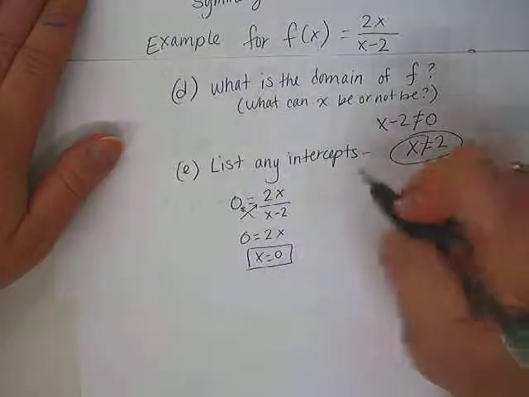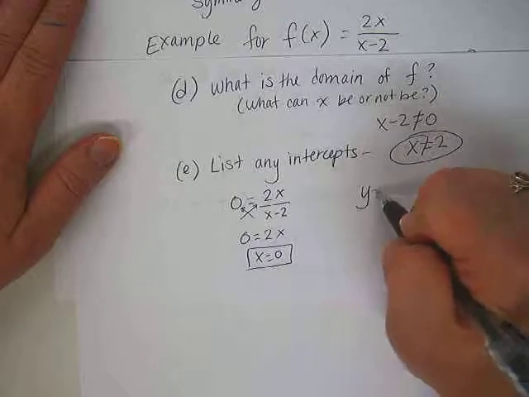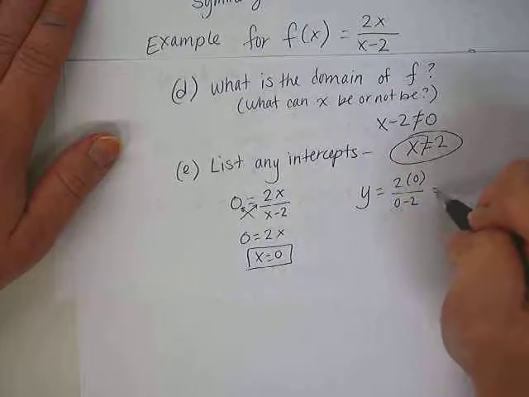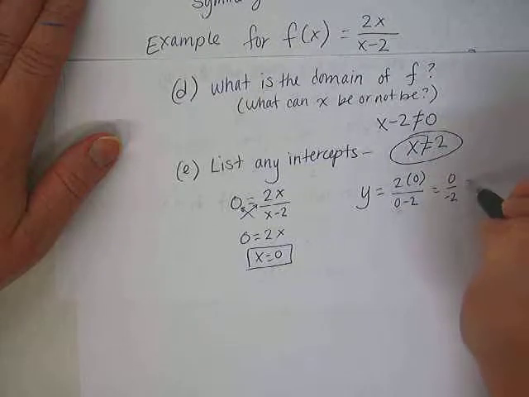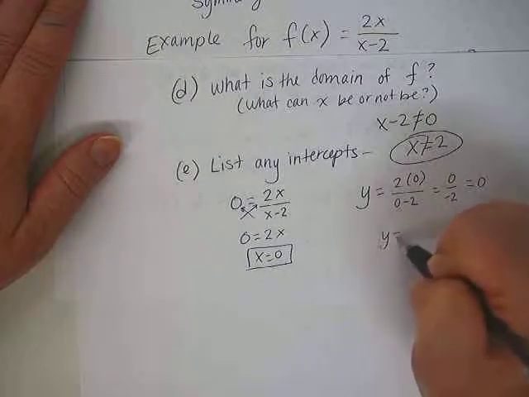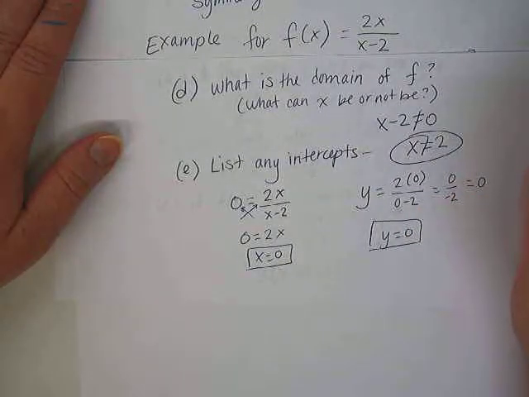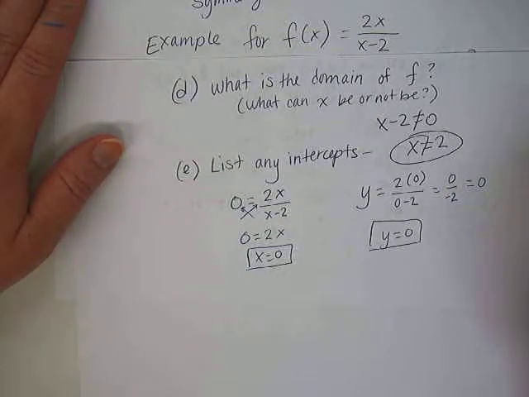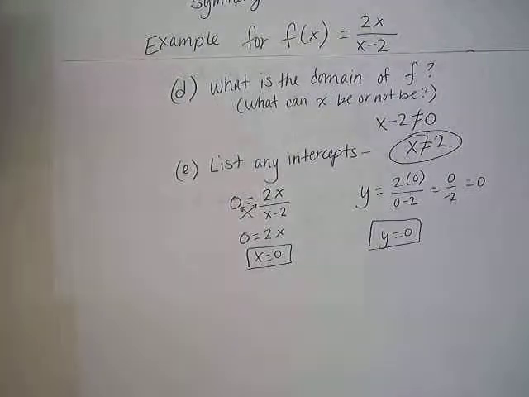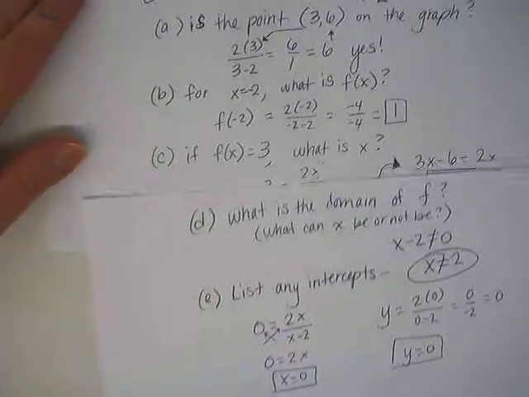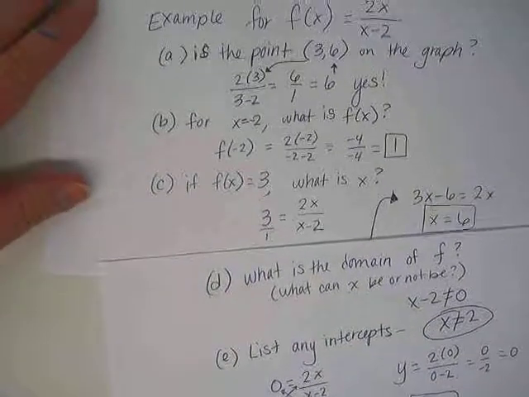Good. So 0 equals 2x over x minus 2. We cross multiply. We get 0 equals 2x, so x equals 0. Then we do y equals 2 times 0 over 0 minus 2, which gives us 0 over negative 2, which just means y equals 0. So I believe there's only one intercept, and it's both the x-intercept and the y-intercept at 0, 0.